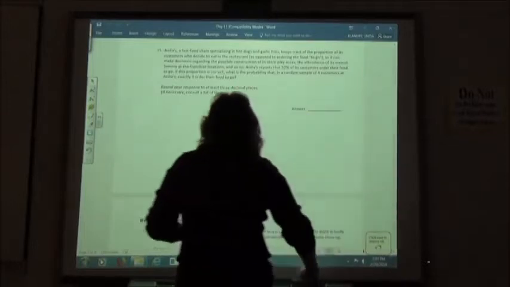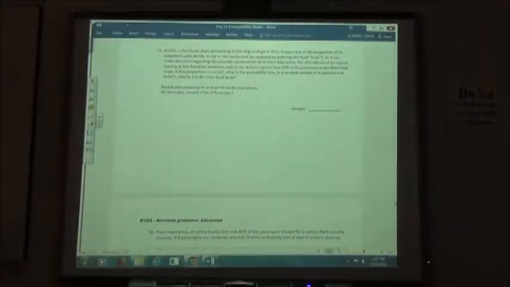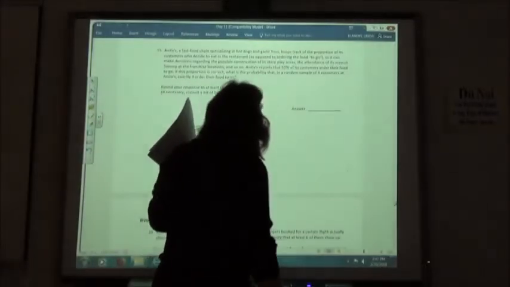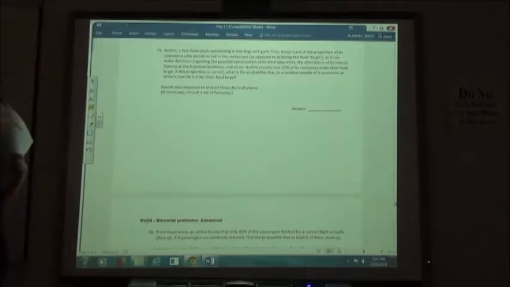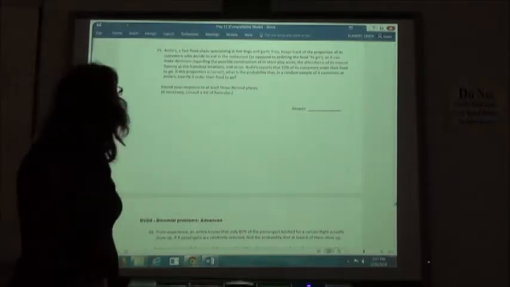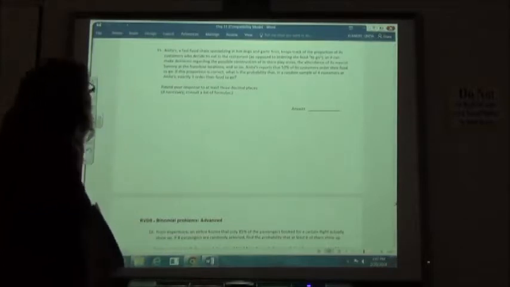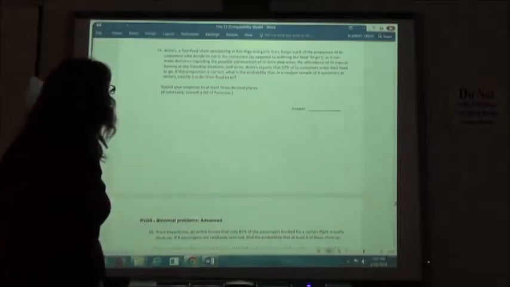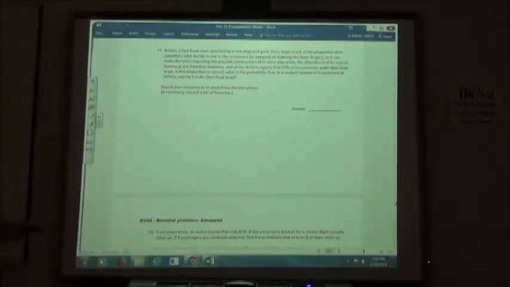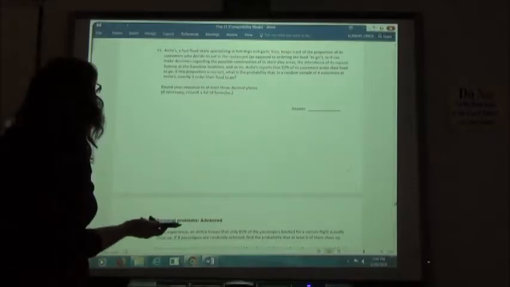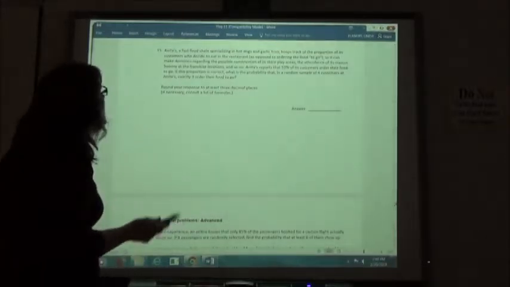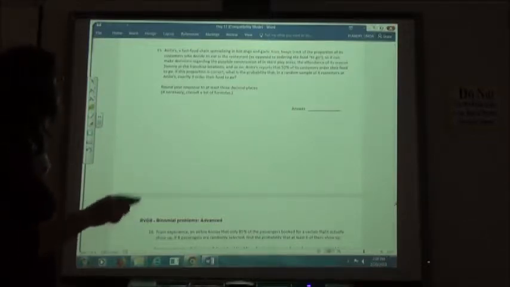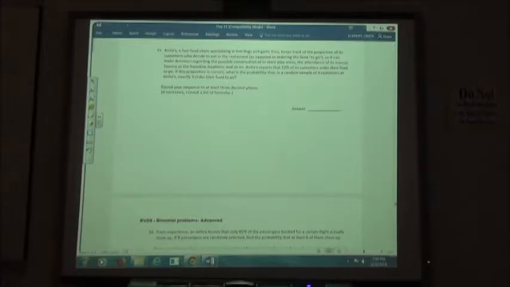Anita's is a fast food chain specializing in hot dogs and garlic fries. It keeps track of the proportion of its customers who decide to eat in the restaurant as opposed to ordering food to go, so it can make decisions regarding the possible construction of an in-store play area, the attendance of the mascot Sammy at the franchise location, and so on. Anita's reports that 52% of its customers ordered their food to go. If this proportion is correct, what is the probability that in a random sample of 4 customers at Anita's, exactly 3 order their food to go?